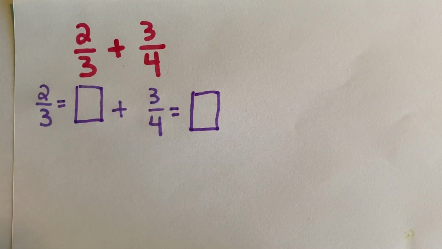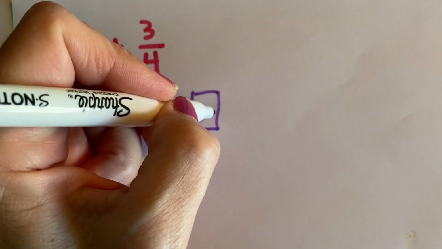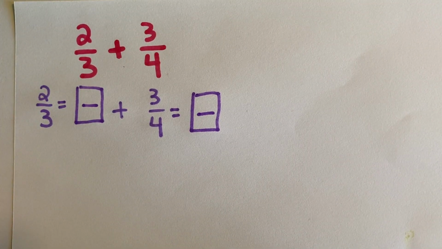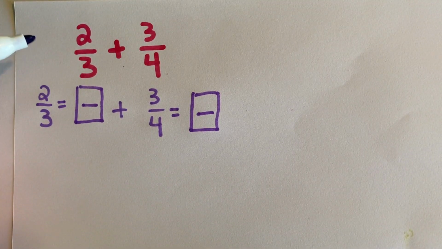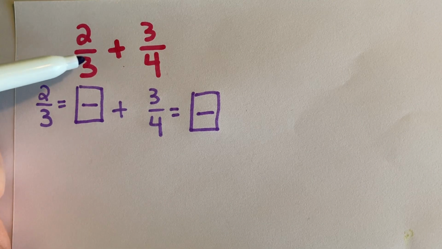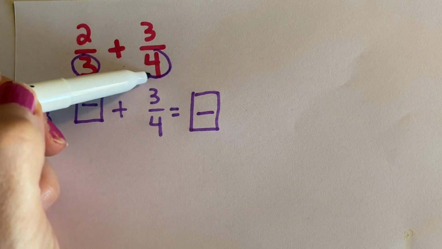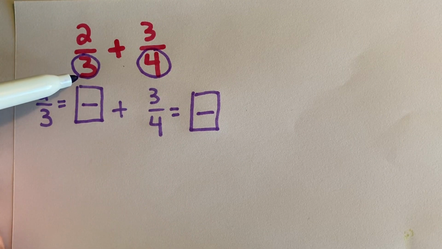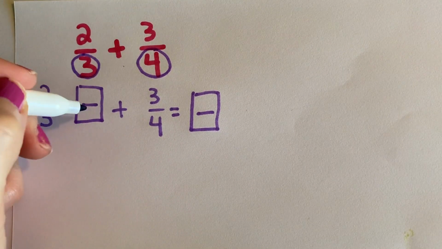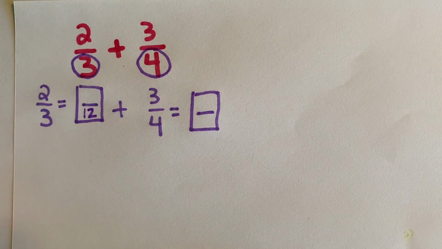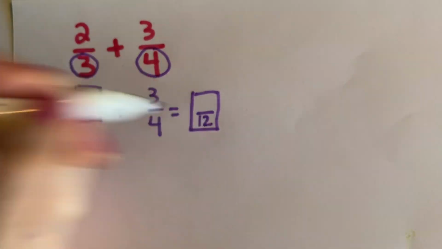And inside each of the boxes, we're going to put a division bar because we're going to create a new fraction. So the easiest way to find a common denominator is to take the current denominators, 3 and 4, and multiply them. So 3 times 4 is 12, and that's what's going to go here and here.